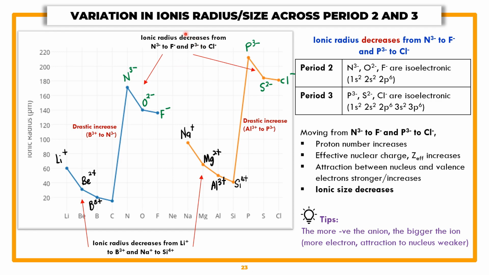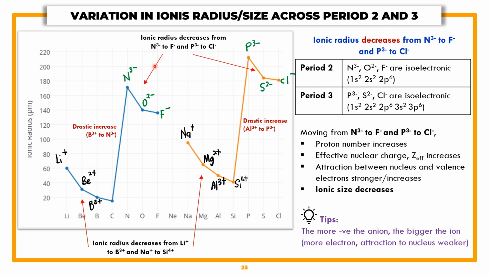In the last part here, we are going to discuss the variation of the anion across the period. So for period 2 and period 3 here, we can see that the size of the anion will decrease as the negative charge decreases. So ionic radius decreases from sodium. Ionic radius decreases from nitrogen ion to fluorine ion and from phosphorus to chlorine ion.